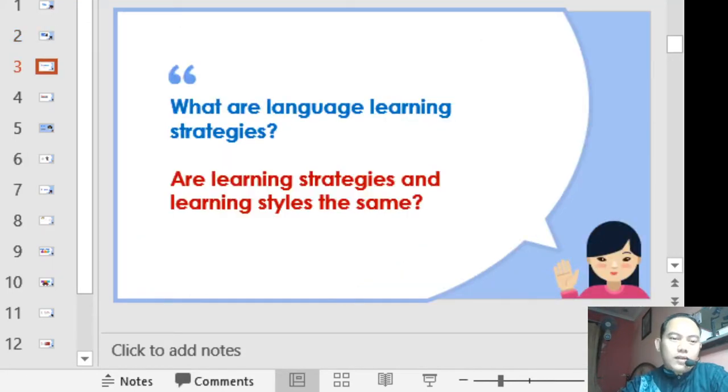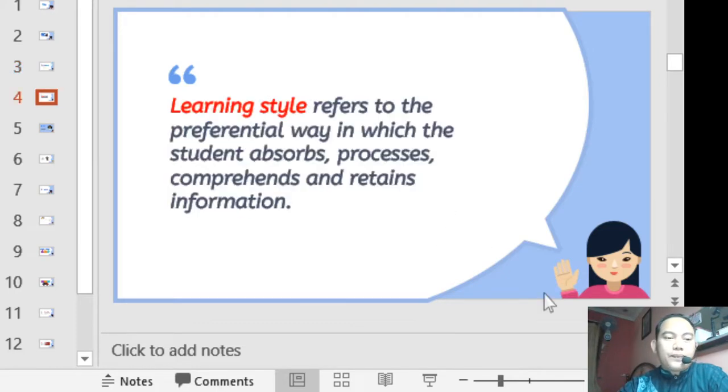Okay, so what are language learning strategies, and are learning strategies and learning styles the same? So, a language learning strategy simply refers to an individual's approach to complete a task. According to Schumacher and Dessler, 1992, this is an individual's way of organizing and using a particular set of skills in order to learn content or accomplish other tasks more effectively and efficiently in school as well as in non-academic settings.